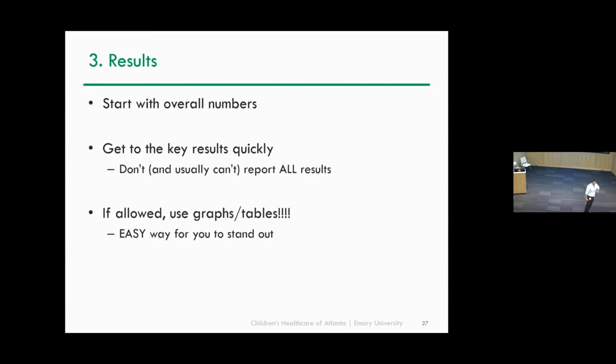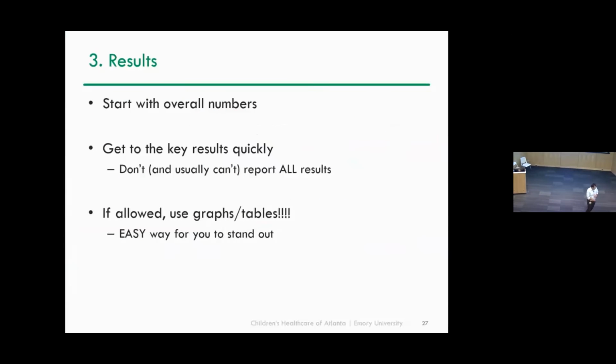Get to the key results quickly. You don't need to summarize everything in that abstract. Some of it's going to be in your tables and figures. And then, if allowed, use the graphs and tables. If graphs and tables are allowed in the place that you're submitting to, and not all do, but if they are, please, I implore you, use them. That's an easy way to stand out and to get a lot of information there that's not so easy to write in text.